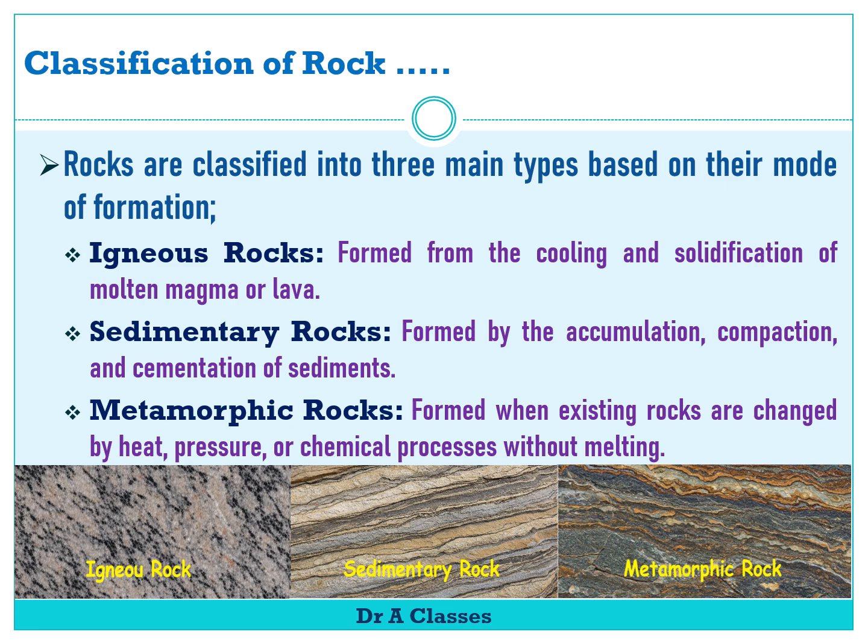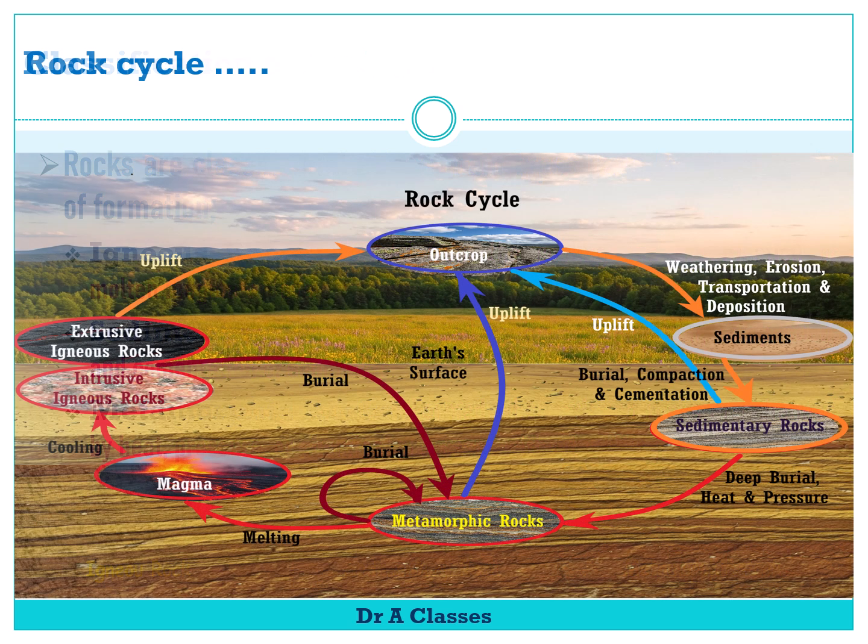Understanding these rock types is essential for identifying Earth's material, studying its history, and applying geological knowledge in fields like civil engineering, mining, and environmental sciences. Rock cycle. The rock cycle is a continuous natural process through which rock changes from one type to another over geological time.